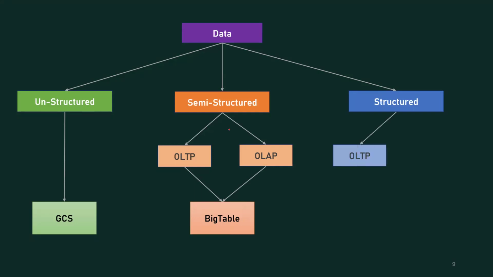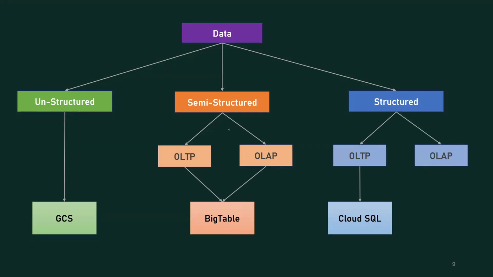And in Google Cloud Platform, to work with the structured OLTP systems, we have Cloud SQL. And for OLAP systems, nothing but a data warehouse system, we have BigQuery, a very, very important service. So when it comes to the storage and database services, 1, 2, 3, 4, we are learning about 4 services.